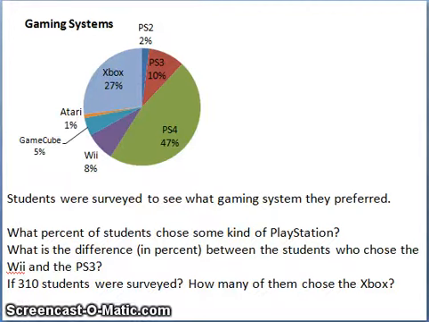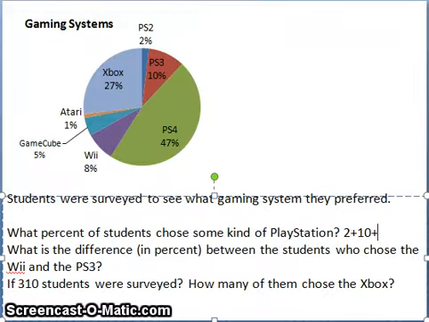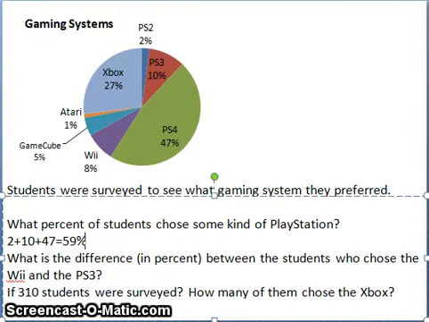What percent of students chose some kind of PlayStation? So some kind of PlayStation would include the PS2, the PS3 and the PS4. All three of those are PlayStations. So how many students chose some type? 2% of students, plus the PS3 was 10%, plus the PS4 was 47%. So that would be 12 plus 47, which is 59. So 59% of students chose some kind of PlayStation.